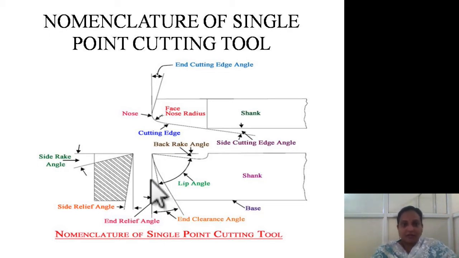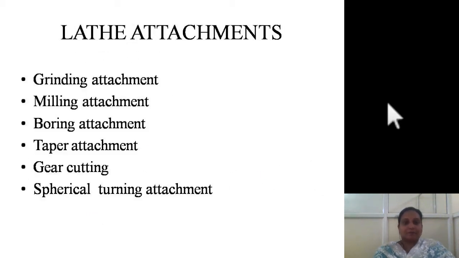If you look at the side part of this, you will find this view, and this is the cutting edge, and these are the side rake angles and side relief angles. As I told you, these relief angles are used for smooth movement of the tool over the workpiece. So this is about the nomenclature of a single point cutting tool.